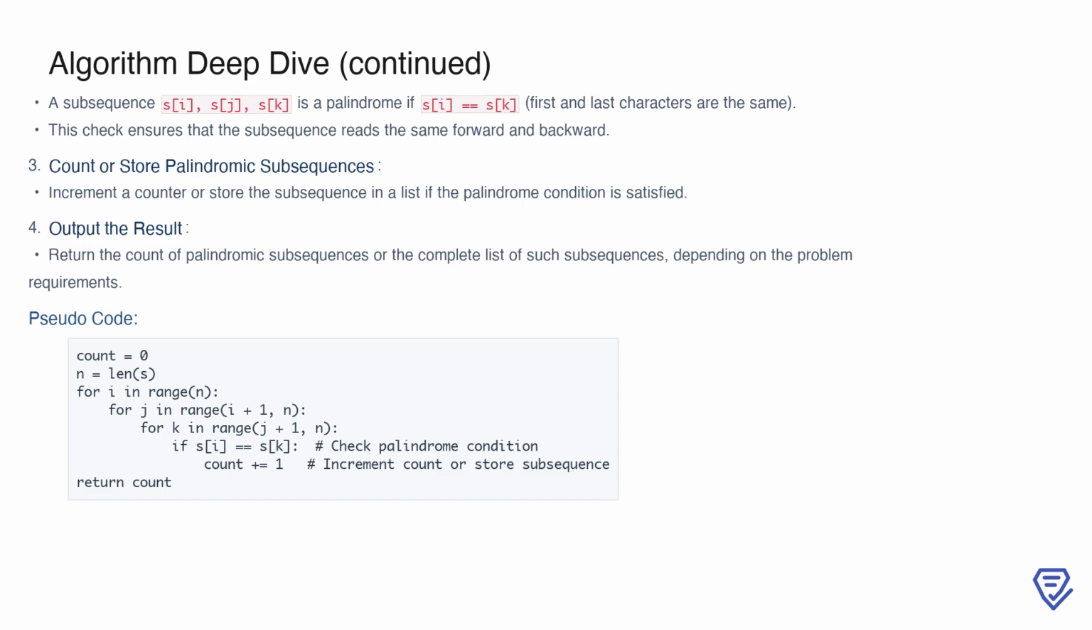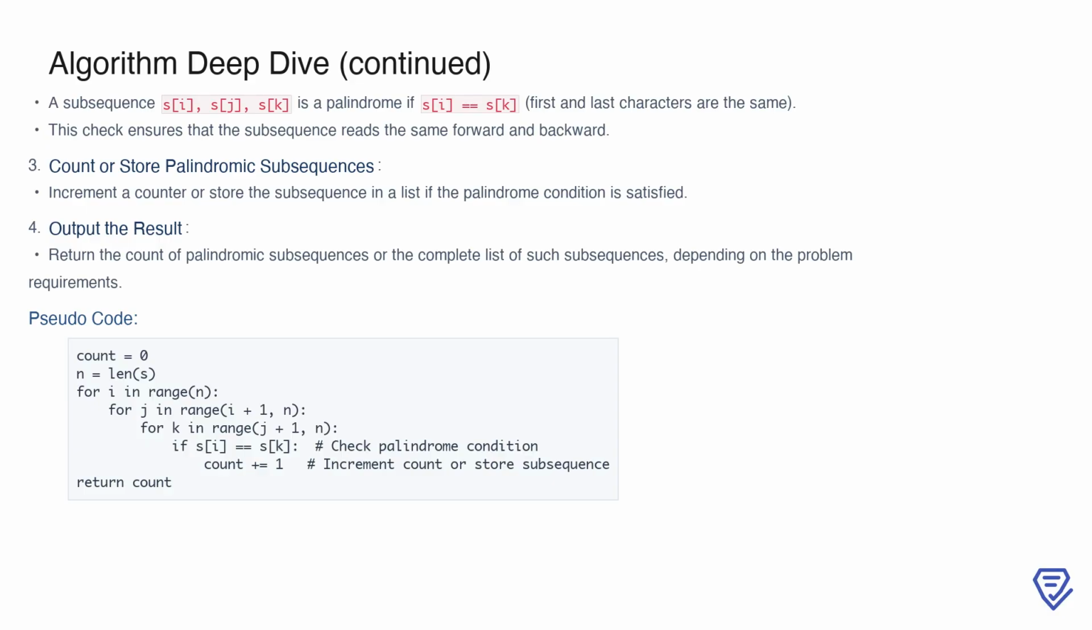Once we identify a palindromic subsequence, we either increment a counter or store the subsequence in a list. This process is repeated for all valid triplets i, j, k in the string. At the end, we return the total count or the list of palindromes, depending on the problem requirements.